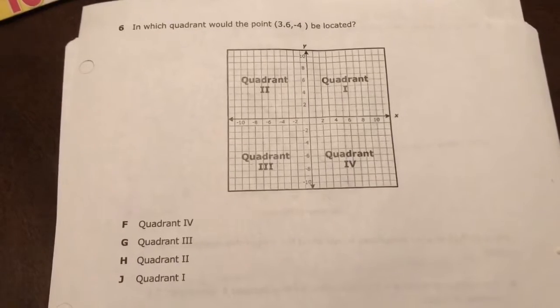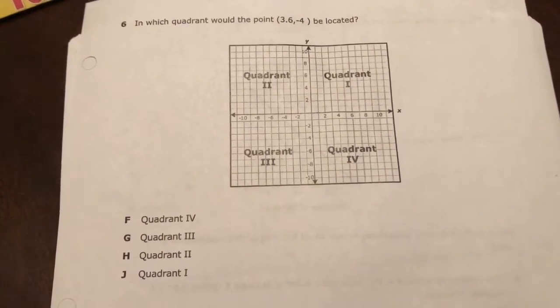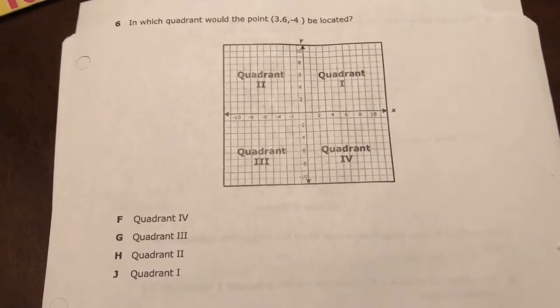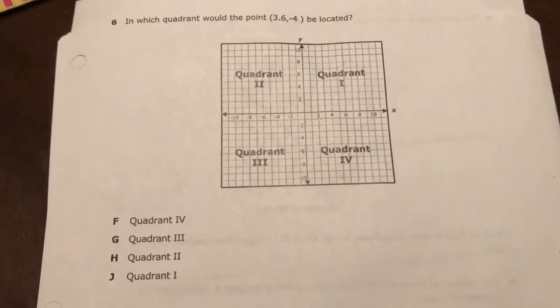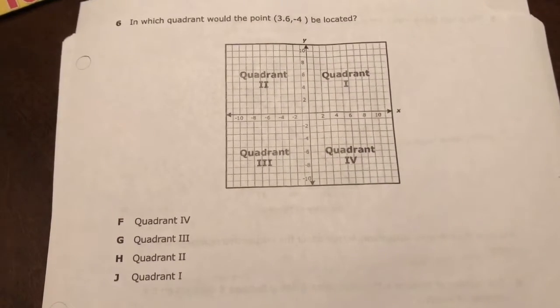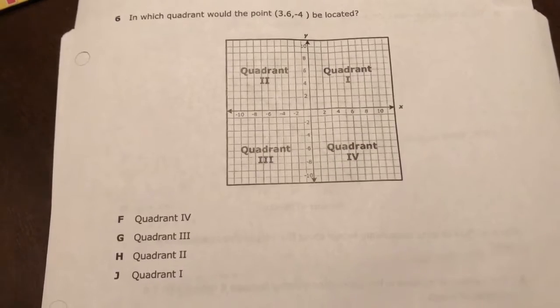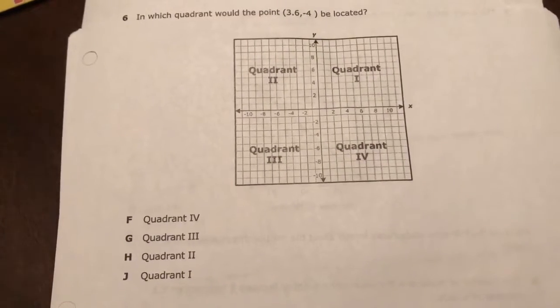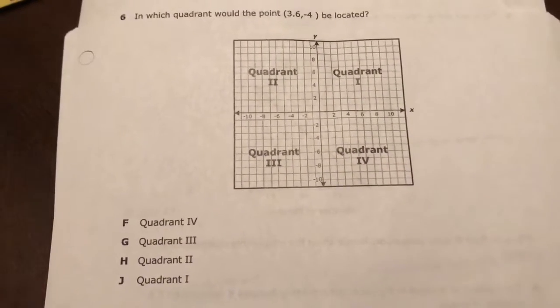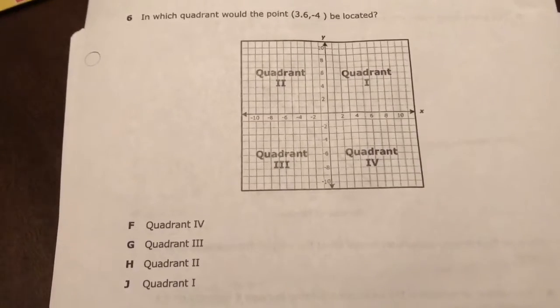Number 6, in which quadrant would the point 3.6, negative 4 be located? F, quadrant 4, G, quadrant 3, H, quadrant 2, or J, quadrant 1?